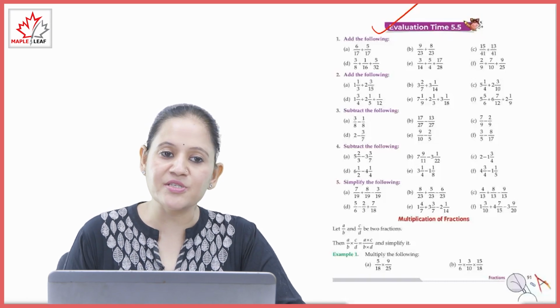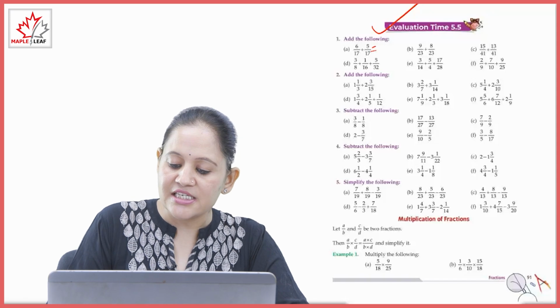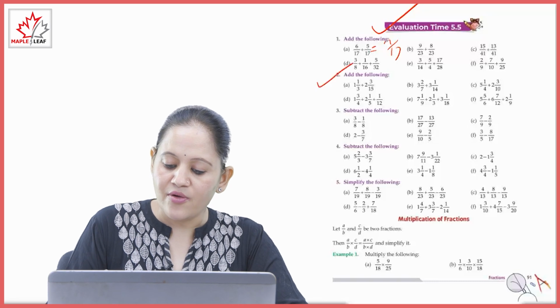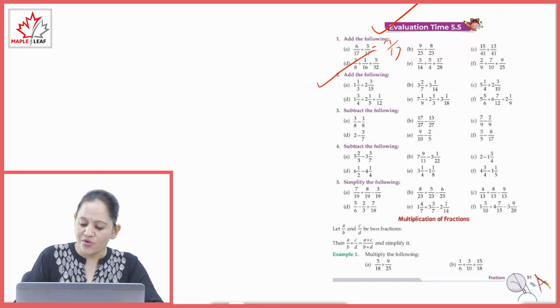Add the following. 6 upon 17 plus 5 upon 17 like fraction है. Simply add the numerator. 6 plus 5. 11 upon 17. Next, add the following. 1 1 by 3 plus 2 3 by 15. So first we'll convert into improper fraction. 3 ones are 3 and 1 4. 4 by 3 plus 15 twos are 30 and 3 33 upon 15.